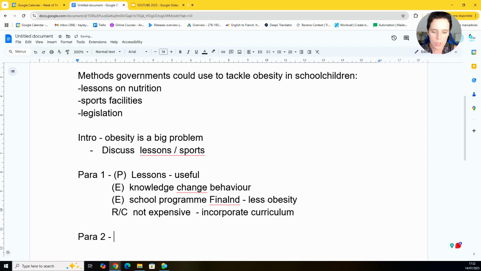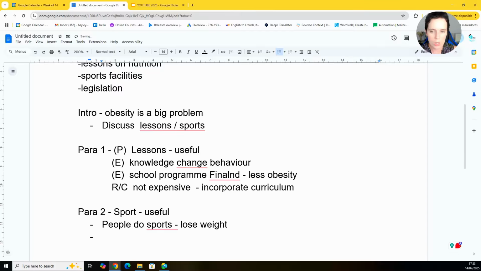Paragraph 2 is about sport. I'm also going to say that it's useful, because obviously it is. Why is it useful? Because when people do sports, they lose weight, generally. Okay, I need to give an example now. So I'm just going to make up another kind of thing. So, I don't know, England school gyms. Let's say schools in England have redone their school gyms, and as a result, students lost weight.